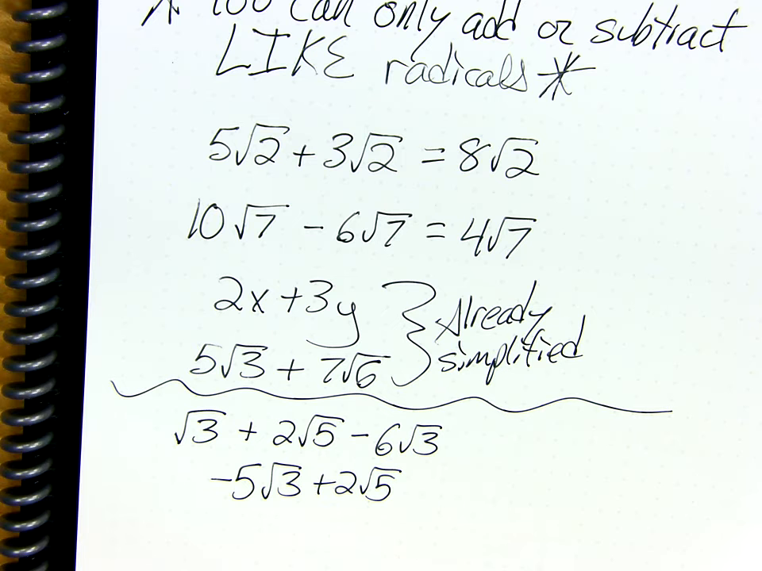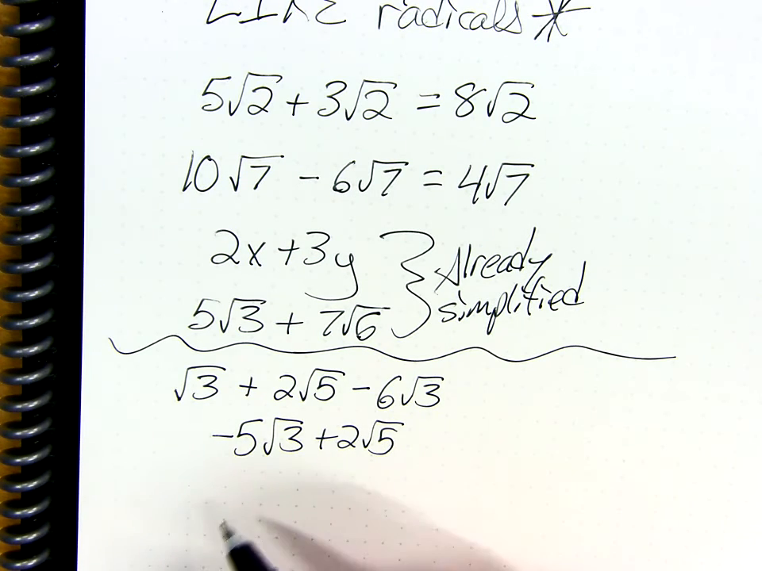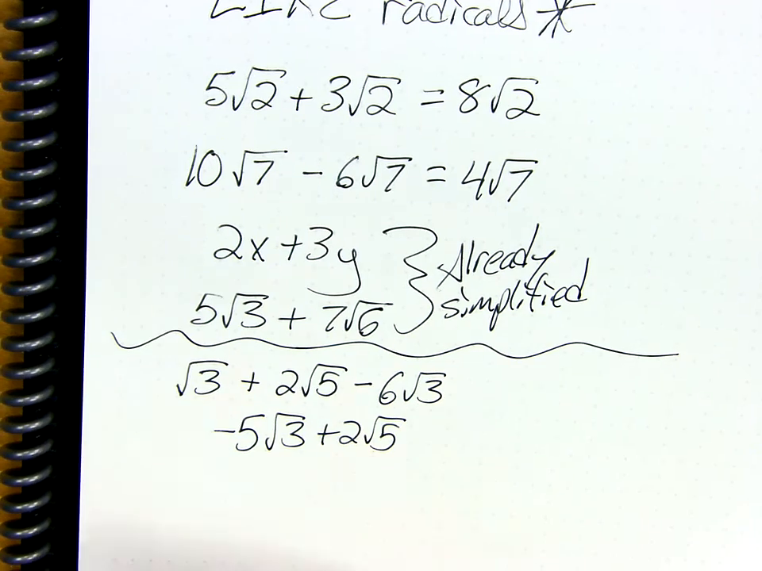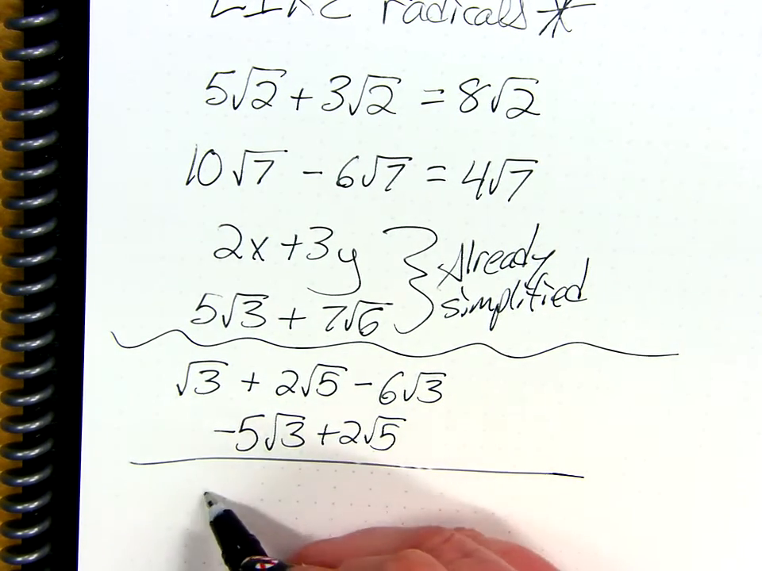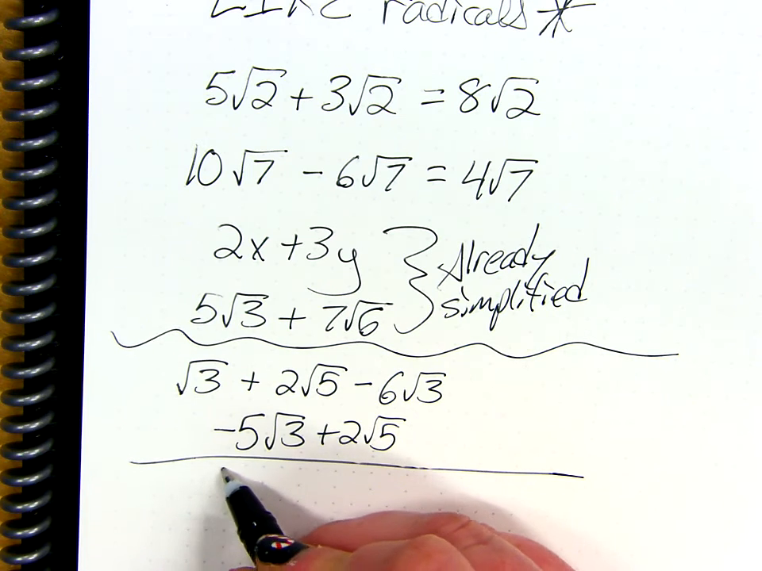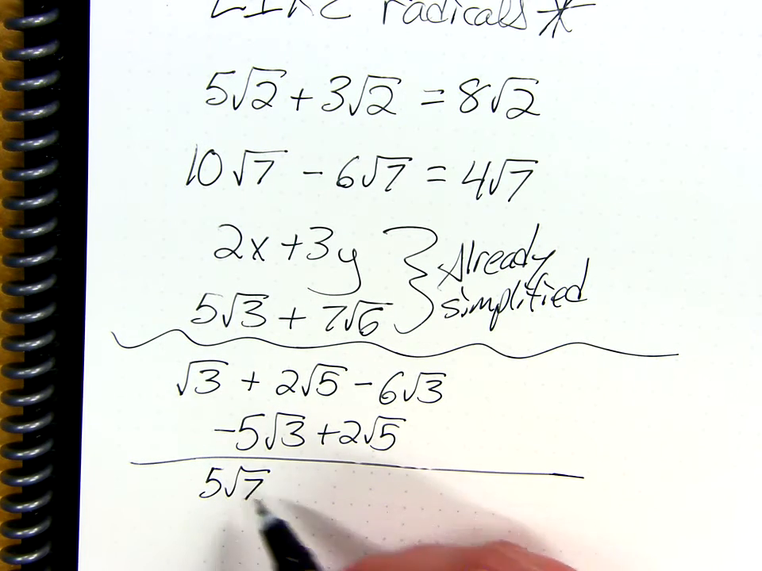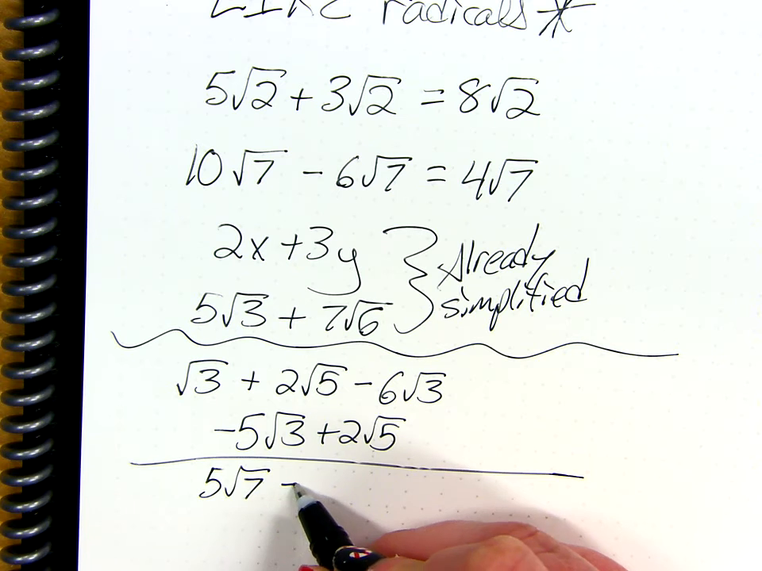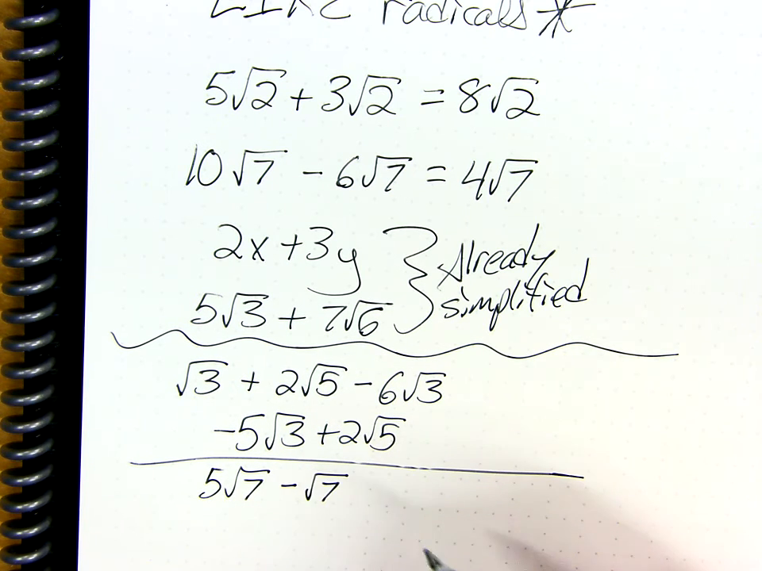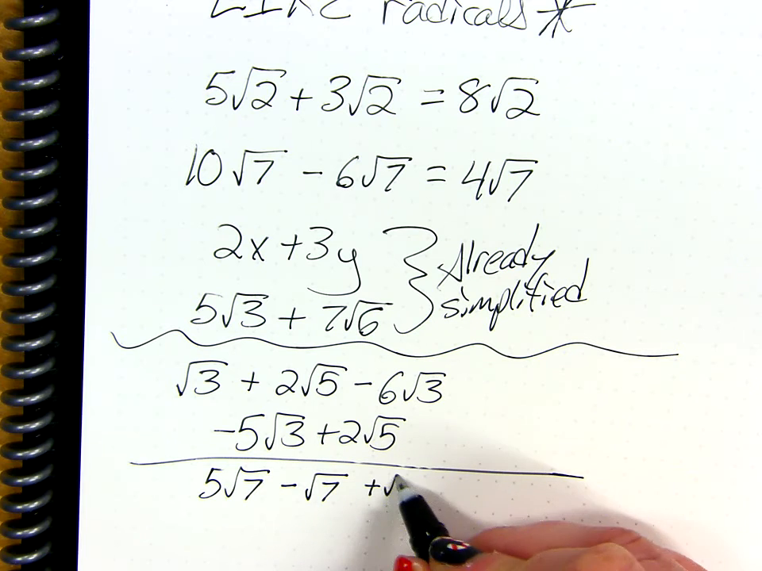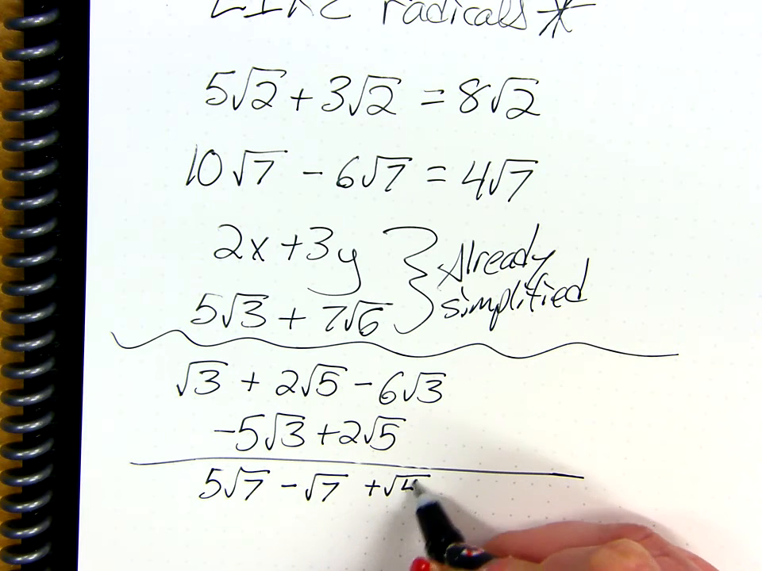The only thing I would say, if one number doesn't have a radical attached to it, so like for example, let's say your answer was, well, I'll make one like that. Let's try this. Let's do 5 square root of 7 minus square root of 7 plus square root of 4.